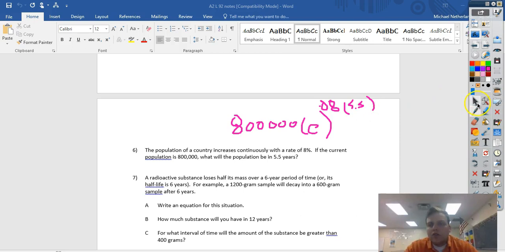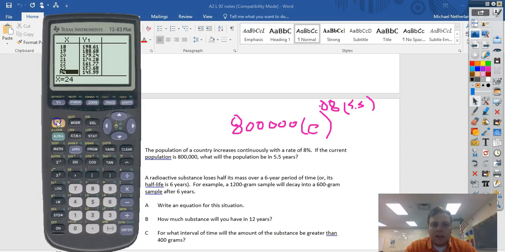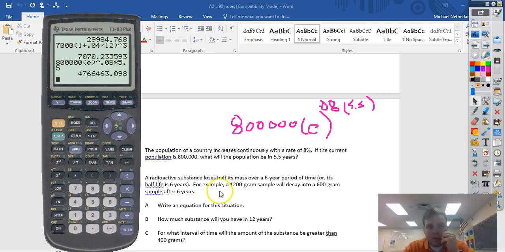All right, so you just take this and plug this bad boy into a calculator. 800,000, so there you go. Second division sign. Oh, actually, let me put this in parentheses just to be safe. Second division sign raised to the 0.08 times 5.5. Press enter, and we get 4,766,463, and it looks to be 10 cents.